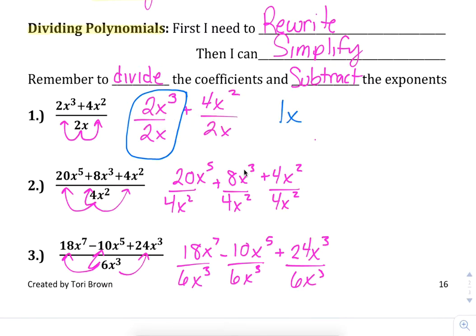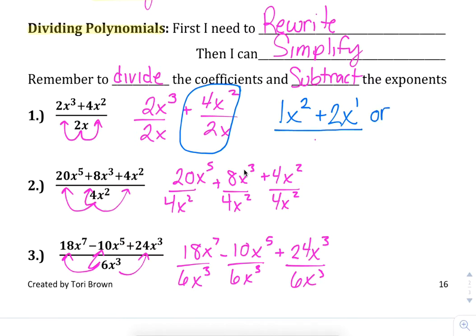Who has more x's? The top level. How many more does he have? He has 2 extras. Then I would go to this term, and I would say 4 divided by 2 is a 2. Top has more x's. 2 minus 1 is just 1 left over. Okay, so just so that we can agree, I am fine with this answer.